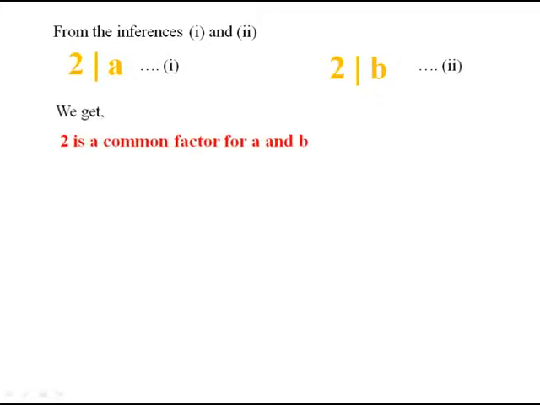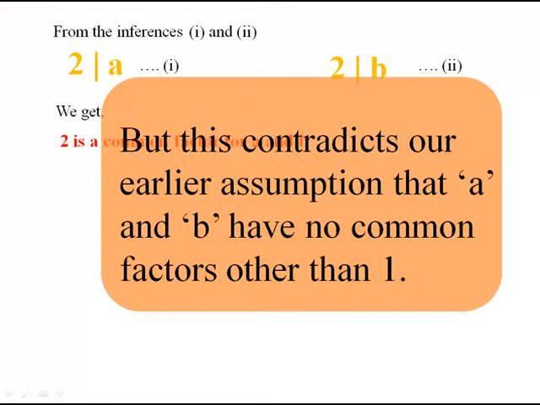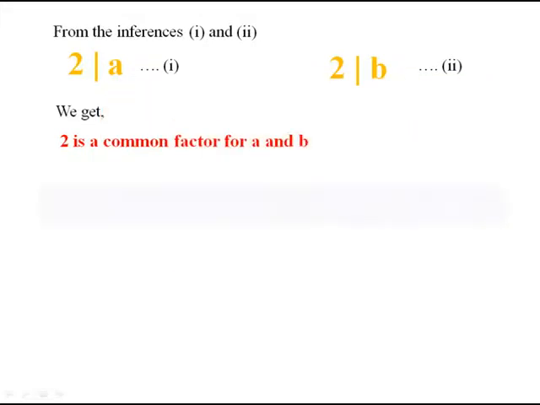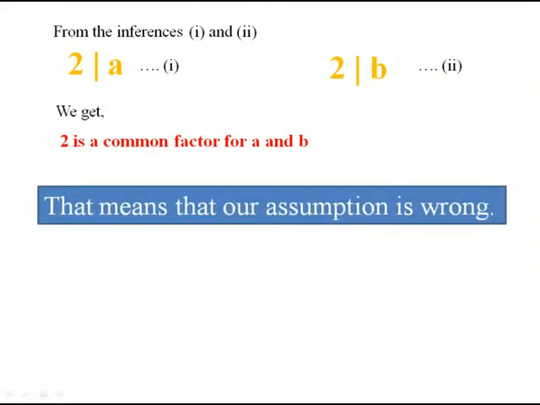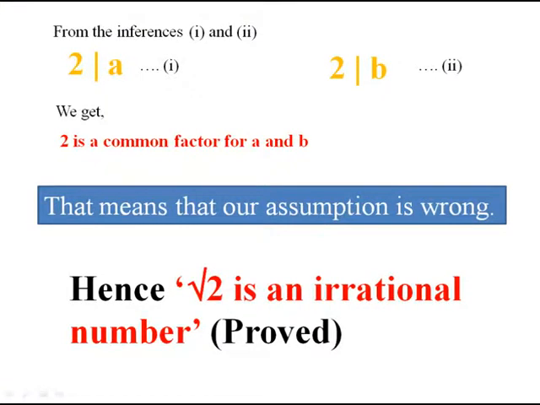From the inferences 1 and 2 we saw earlier, that is 2 completely divides a and 2 completely divides b as well, we get that 2 is a common factor for both a and b. But this contradicts our earlier assumption that a and b have no common factors other than 1. This means our assumption is wrong. Our assumption was that root 2 is a rational number. Hence, root 2 is an irrational number.